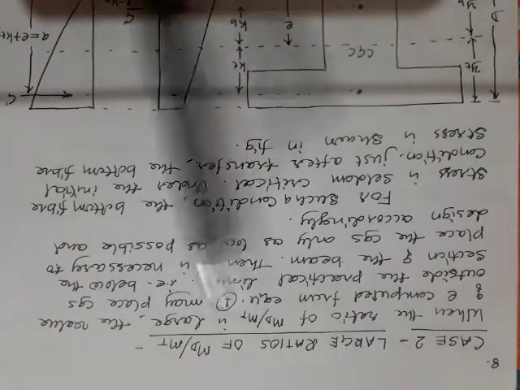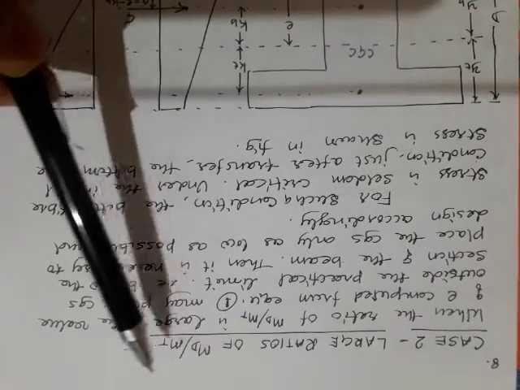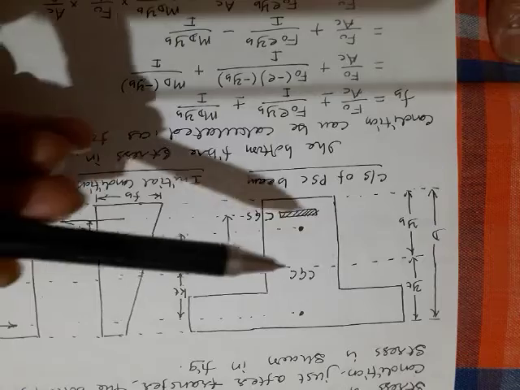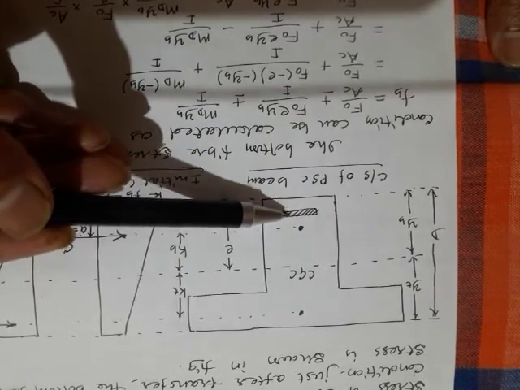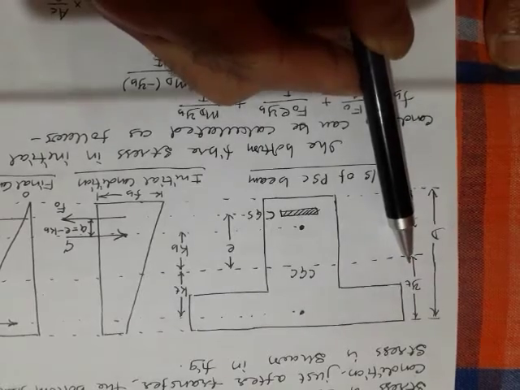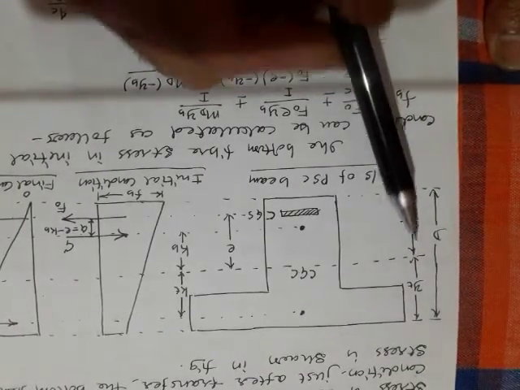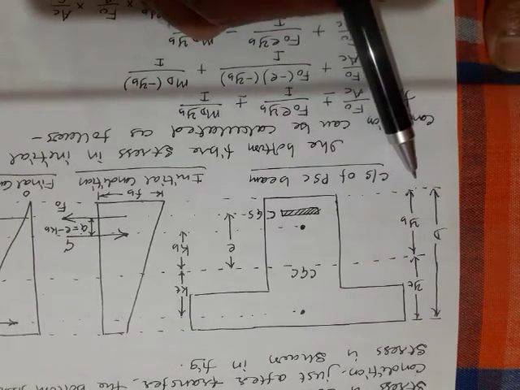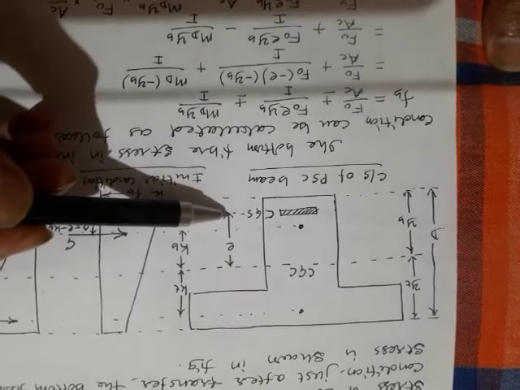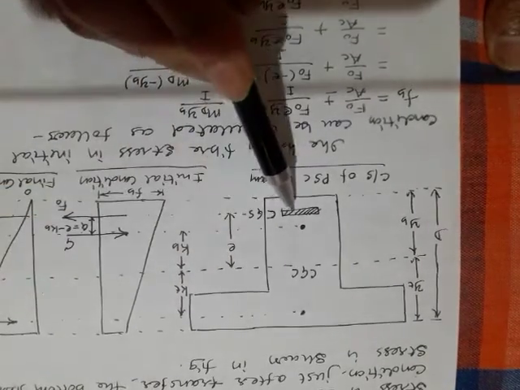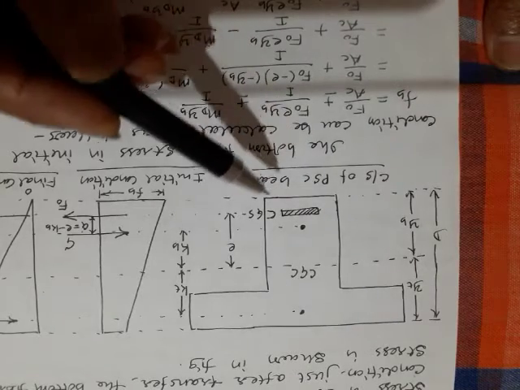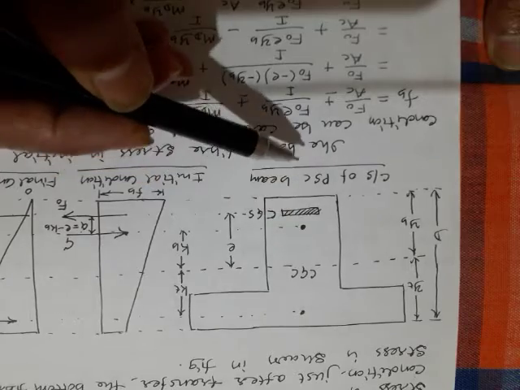When the MD by MT ratio is greater, sometimes the eccentricity you calculate will go beyond the section. Take for example that the YB value is 250. But if the calculated eccentricity works out to be 350, then you cannot keep the pre-stressing steel inside the concrete. It will come beyond the section, and it will locate your CGS beyond your section.